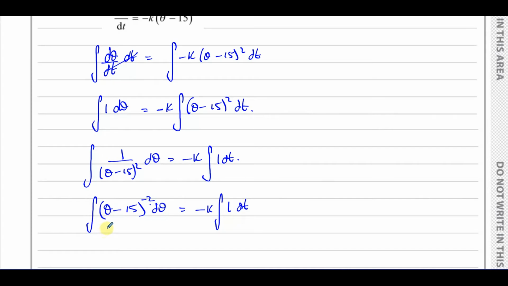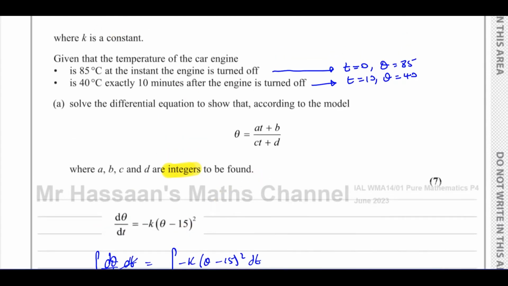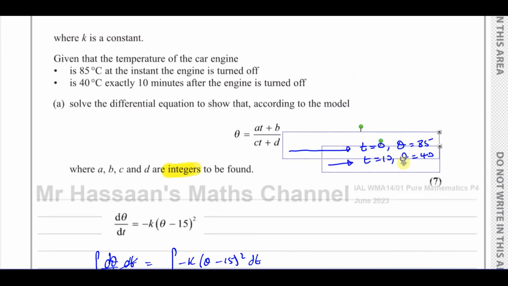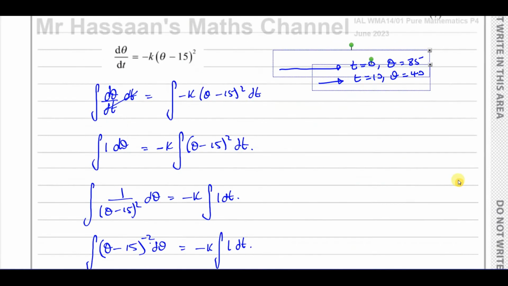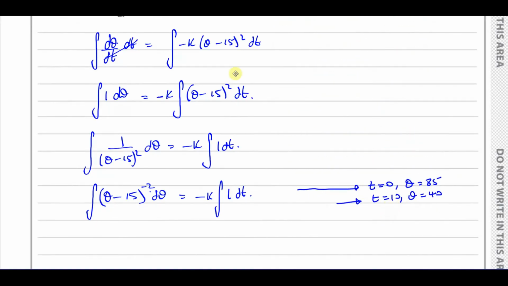So now what I like to do here, to save myself from putting plus c and then putting the values in, is I'm going to take the pair of values that we found here. So I'm going to take this pair of values here, and bring them down. I'm going to use them down here now. We just get rid of these arrows. I know when t is 0, theta is 85.